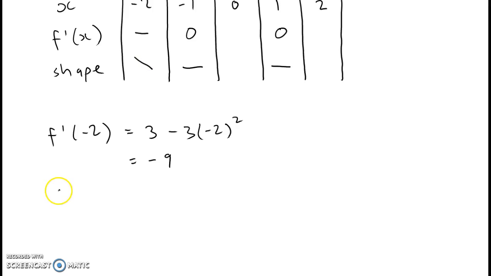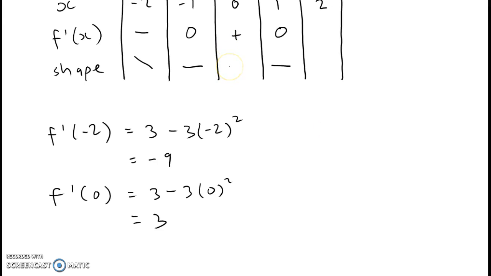Let's do the same for this point here that we've chosen. X equals 0, we'll get 3 minus 3 times 0 squared. That will just give us 3. Again, the value isn't overly important, but it's the fact that it's positive, which tells us that the gradient is going to be positive. So you can get a picture of the shape of the graph here.